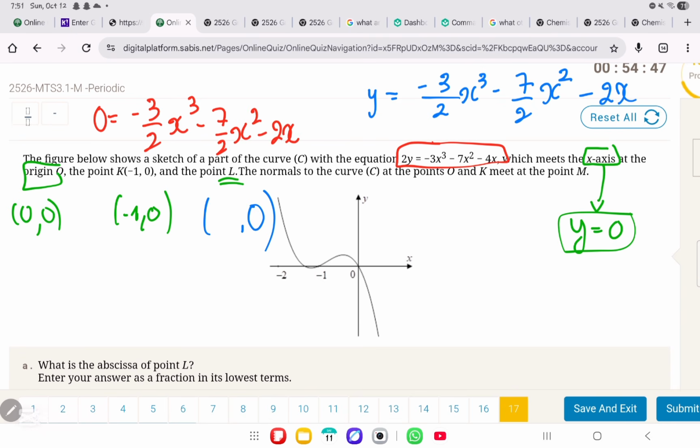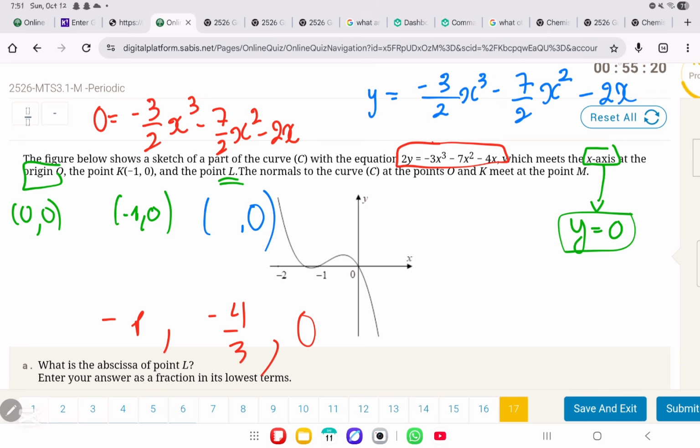I'm going to solve it on my calculator by mod 4. It will be minus 3 over 2, minus 7 over 2, minus 2, and then for d I will put it as 0, and I will get 3 points: minus 1, minus 4 over 3, and 0.